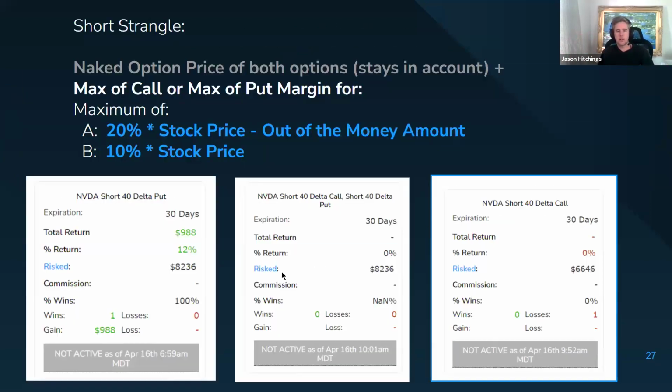So pretty simple. For simplicity's sake, I'm just looking at one day, and it's just the greater of the two. So right now we see that the put has a risk of 82.36, and the call has a risk of 66.46, and so the strangle here just has the greater of those two as the risk.